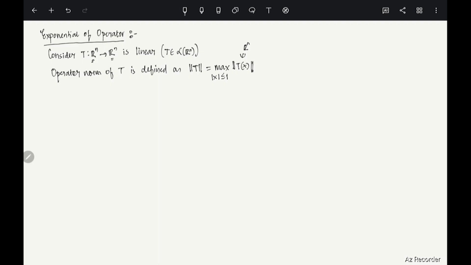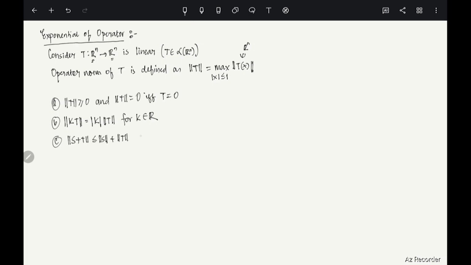Clear? Now we also know that there are some properties of the norm, and it satisfies the usual properties. The norm of T is always greater than or equal to 0, and the norm of T is 0 if and only if T equals 0. So it satisfies all the norm properties. Also, for a constant k times a linear operator T, the norm is the modulus of k times the norm of T, for k in R. And we also have the triangle inequality: the norm of S plus T is at most the norm of S plus the norm of T, for all S and T linear maps from Rn to Rn.